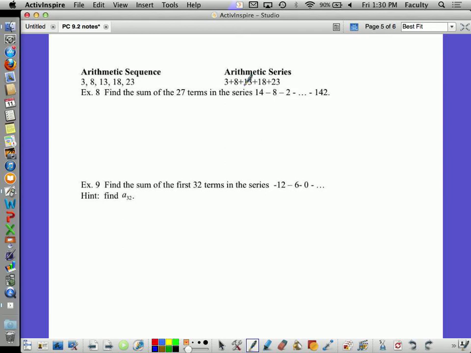In example 8, it says find the sum of the 27 terms in this series. So I'm going to do S sub 27 is 27 over 2 times 14 plus negative 142. All right, so go ahead and do this on your calculators. And I got negative 1,728. Are you guys getting that? Okay, again, very simple stuff.